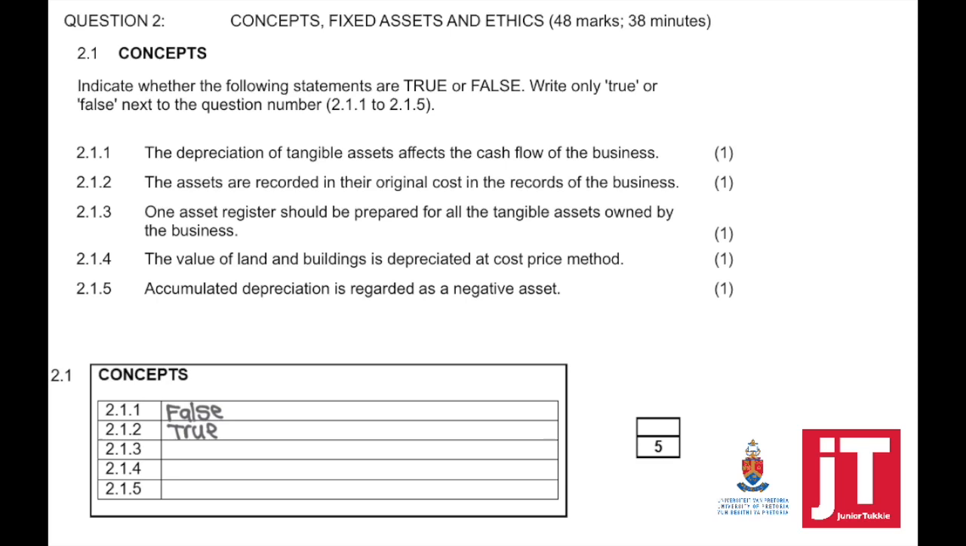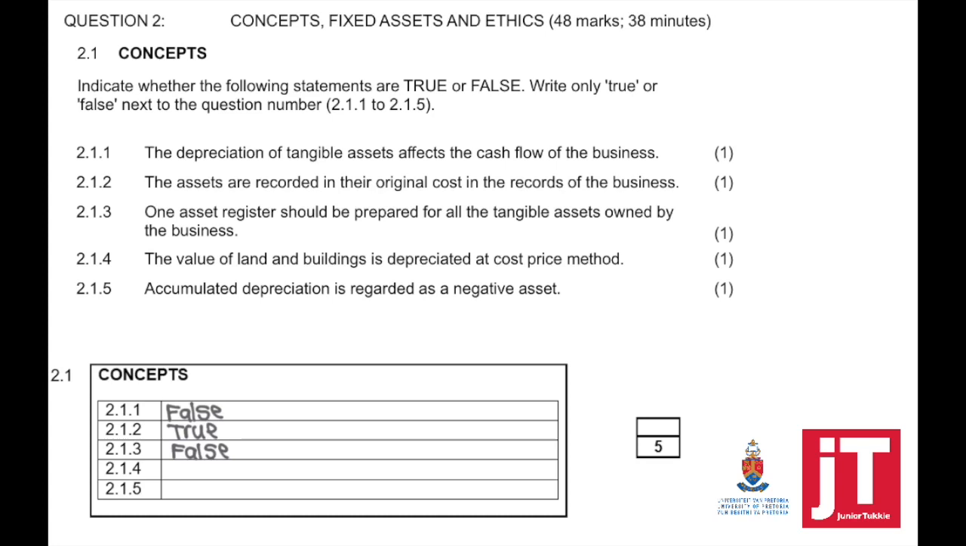2.1.3. One asset register should be prepared for all the tangible assets owned by the business. That is false. The general ledger is a summary of all my assets. If I look at equipment, vehicles, land and buildings, accumulated depreciation on vehicles, accumulated depreciation on equipment. But if we want to know our individual assets, a record of all of that, we have to look at the asset register.